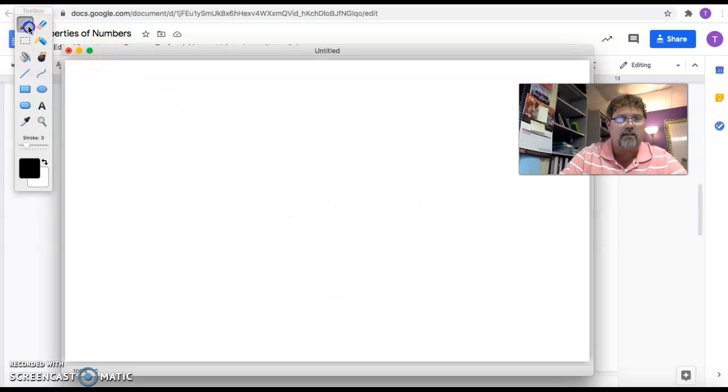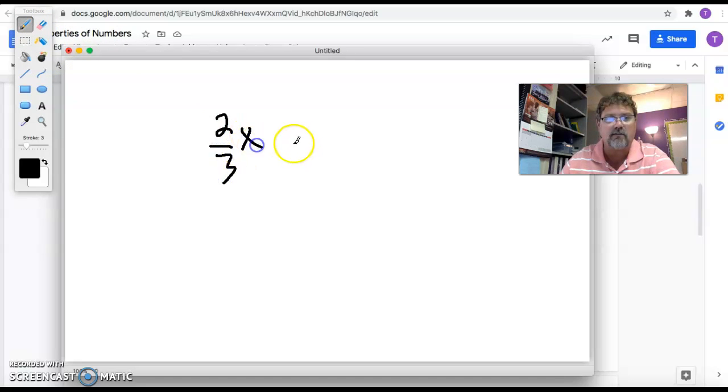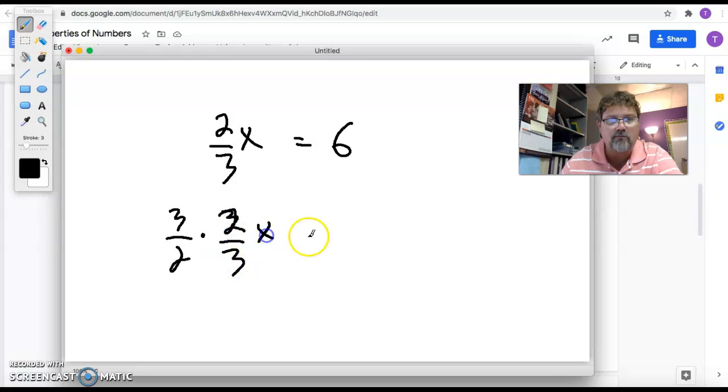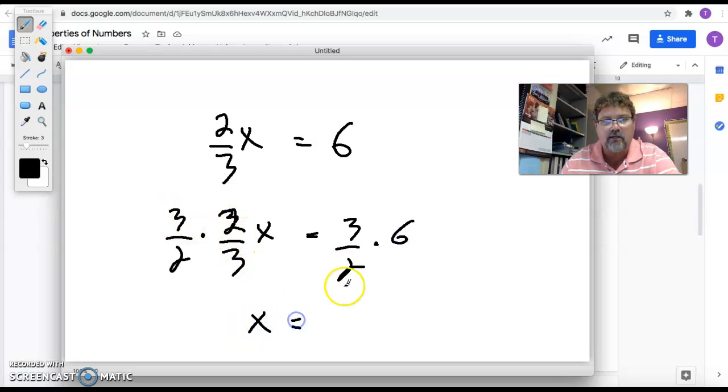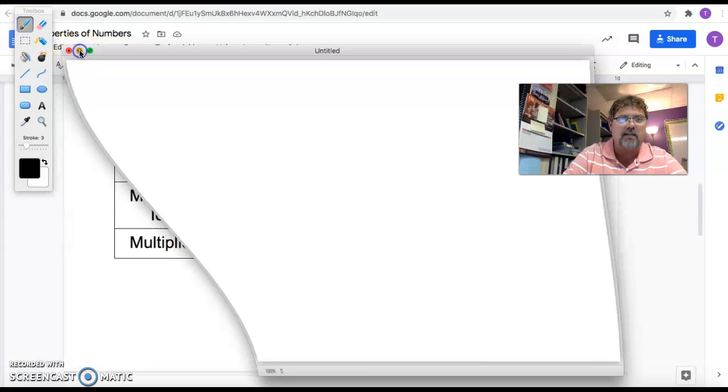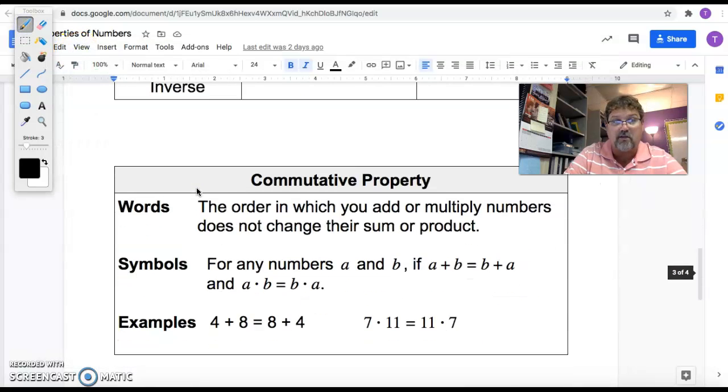Again, another great example would be 2/3 x is equal to 6. The multiplicative inverse is 3/2. Multiply both sides by 3/2. So that's going to give you 1 by definition. And here we get 18/2, which is 9. So that's an example of using that property. Again, this is just an overview of some of these properties and why you care.